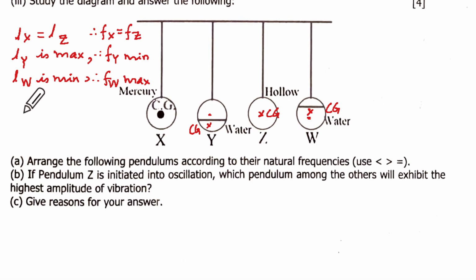They've asked us to arrange according to their natural frequency. So I'll start with smaller, which means Y. Y will be less than X, which is equal to Z, correct? And that will be less than W because it has the maximum. So this is your answer.